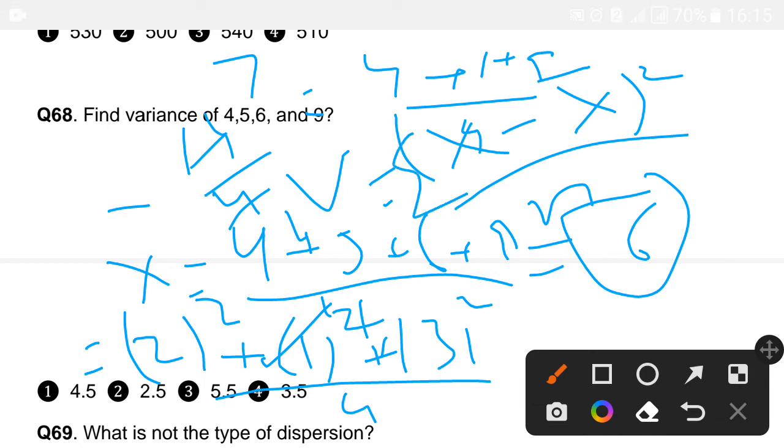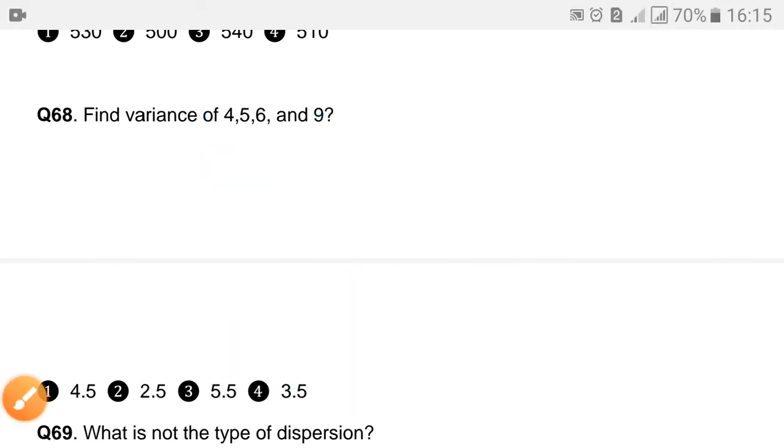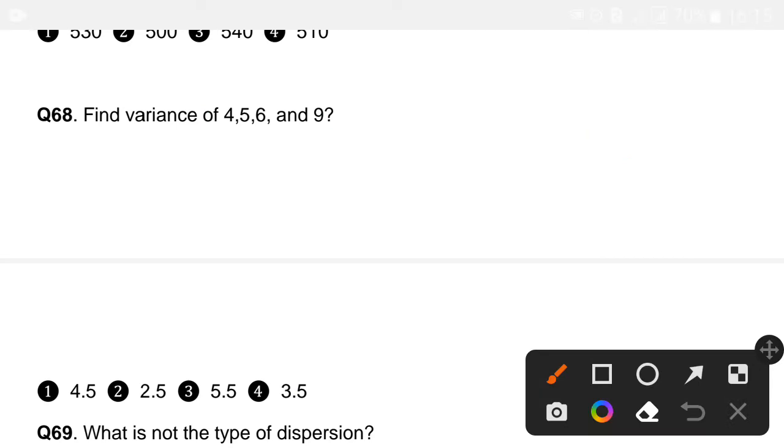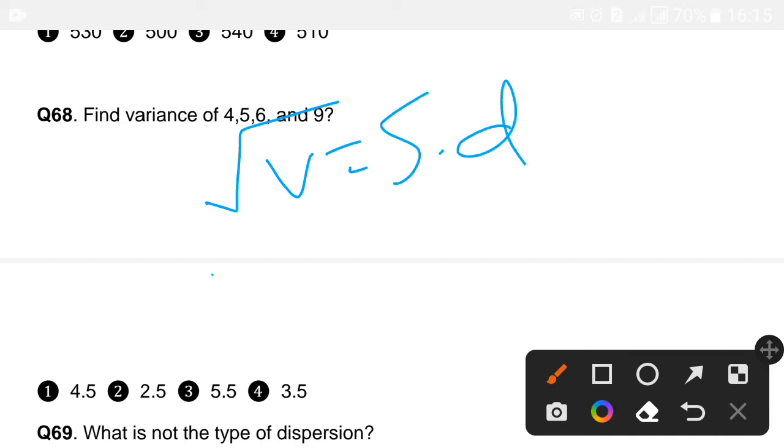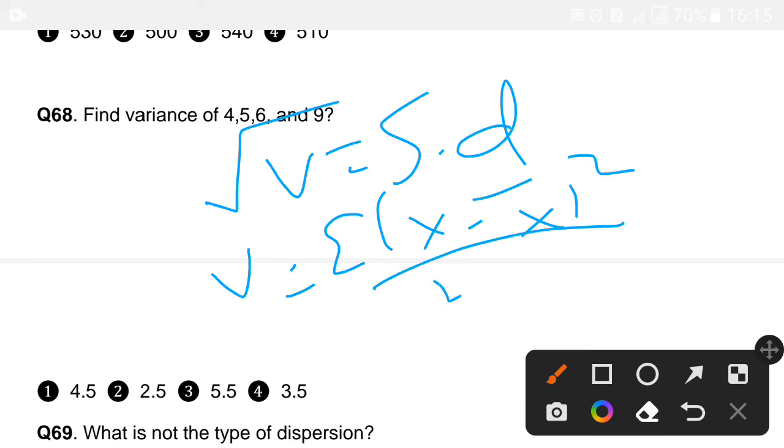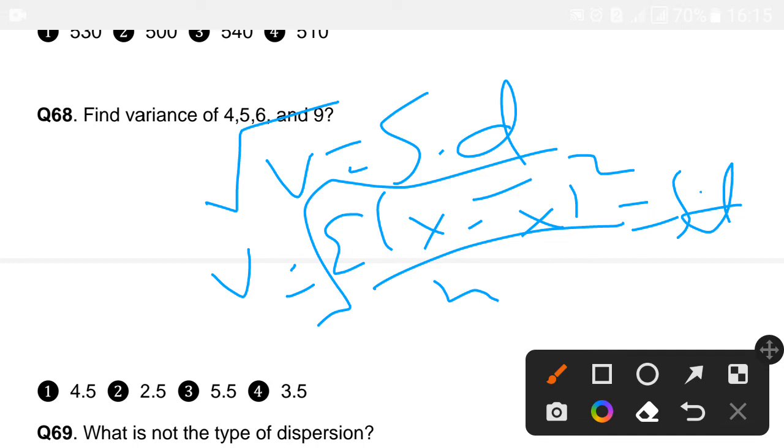We have x minus x bar whole square, and we have to take its sum. So the sum of x minus x bar whole square over n gives us the variance, and the positive square root of the variance is called standard deviation. So variance is the sum of x minus x bar whole square over n, and if we take its square root, we get standard deviation.